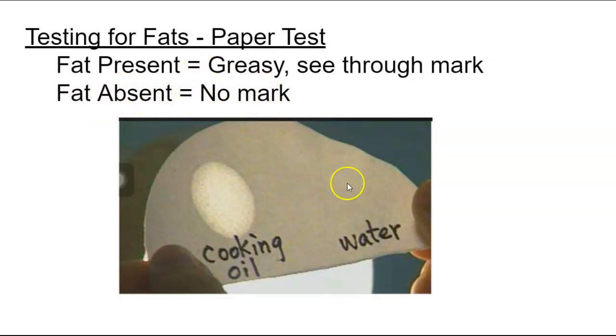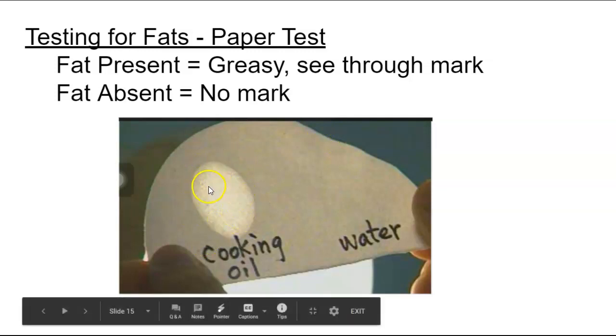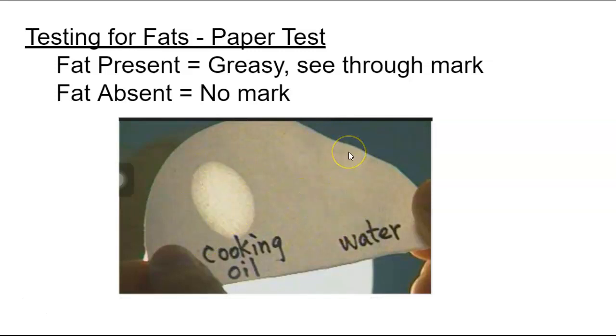We might see a color. Let's say we're doing broccoli. If we wipe broccoli on here, it's probably going to leave a green stain. But the key here is, can we see through it when we hold it up to the light? Those greasy marks are going to be see-through. And you can do this at home if you have vegetable oil or Crisco shortening. You can put a little bit on a piece of paper, put some water on another piece of paper, let them dry, and then hold them up to the light. The oil's not really going to dry because it doesn't have water. It's not going to evaporate, but the water will.